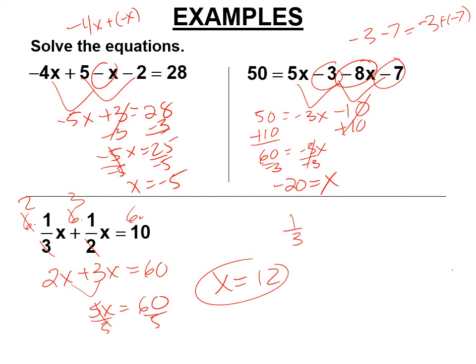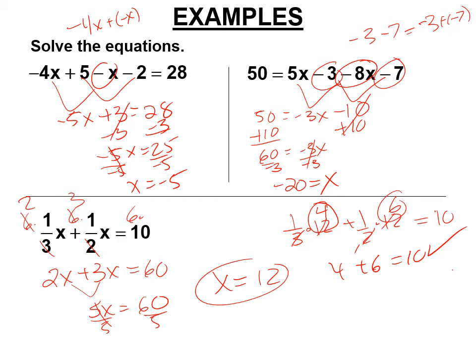Yeah, this is 1/3 times blank plus 1/2 times blank equals 10. And the only number that can go there is 12. Let's check our work. 3 goes into 12. It makes 4. 1/2 goes in there. Yeah, look, that makes 6. 4 plus 6 equals 10. That is, 12 was the only number that makes that equation true.